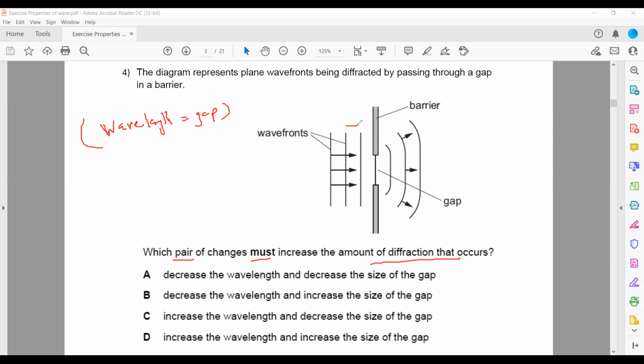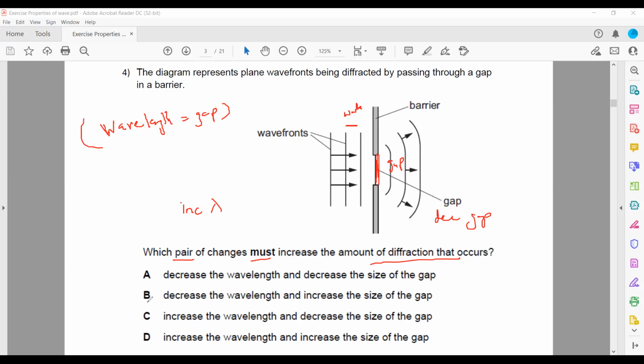So here, when we measure the wavelength and the gap, the gap size is bigger and the wavelength is shorter. So what should we do to increase the diffraction? We should increase the wavelength and we should decrease the gap until it matches with each other. Like here the wavelength is shorter and the gap size is larger. To make it more diffraction, the wavelength should increase and the gap should decrease.